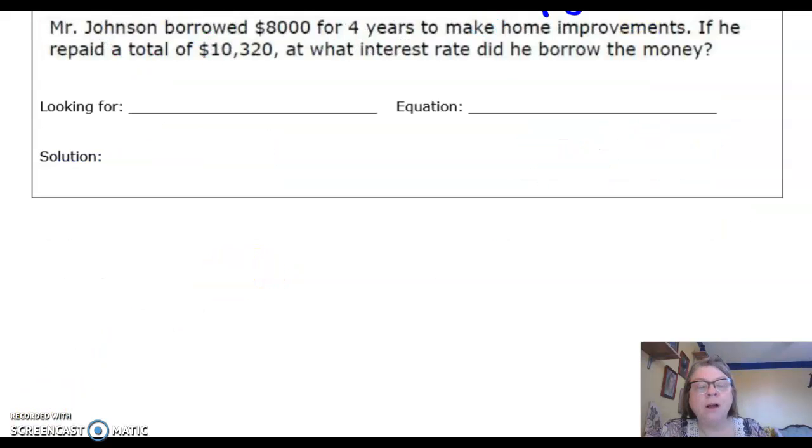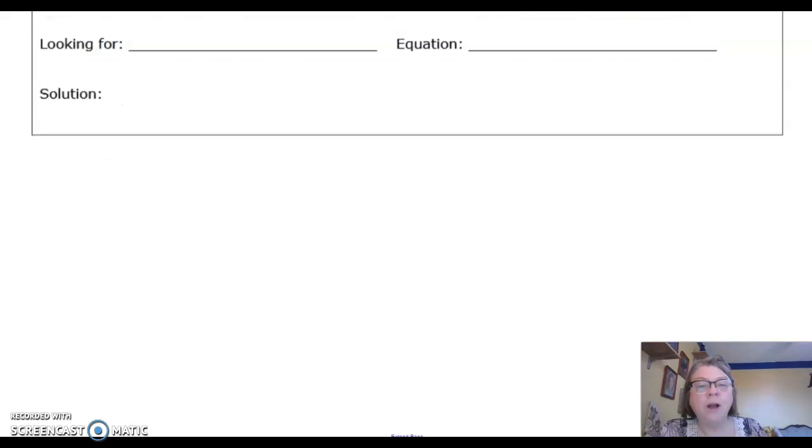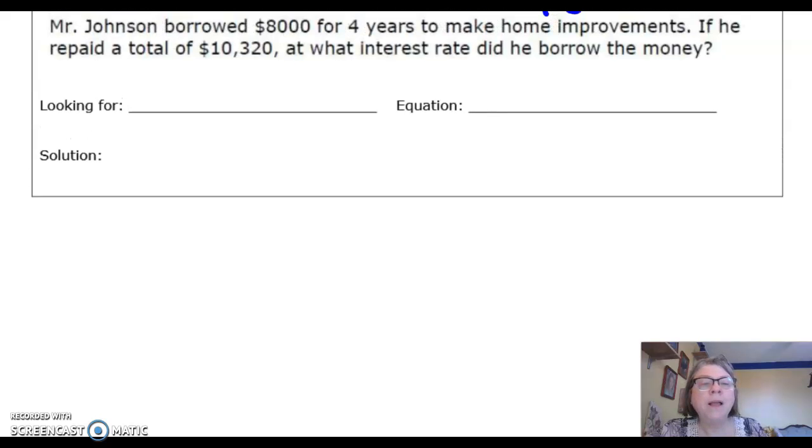We're going to do the last problem, at least part of the last problem. Let me go back up here a minute. All right, so I'm going to start with the principal, which is green. Mr. Johnson borrowed $8,000, so that's what he started with. I'm going to look for my percent, which I do not see. So right here, at what interest rate? Time is purple, so I highlight that in purple.